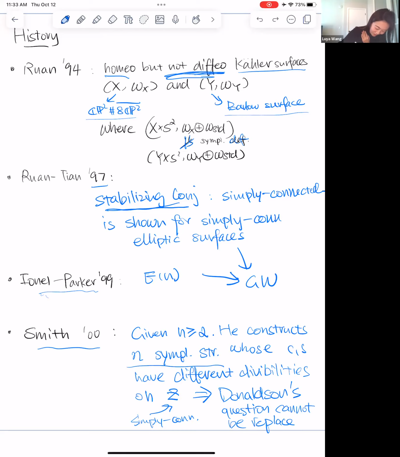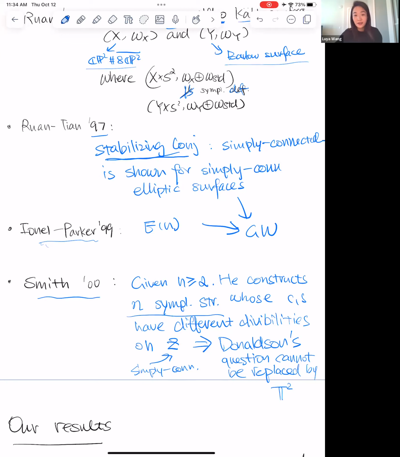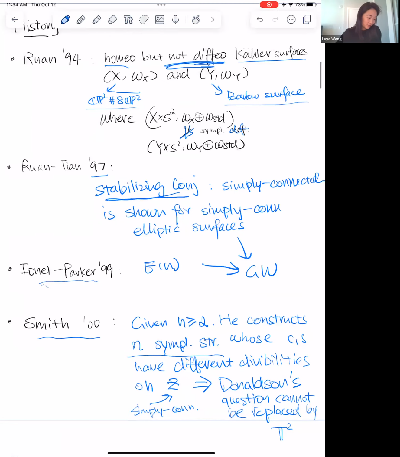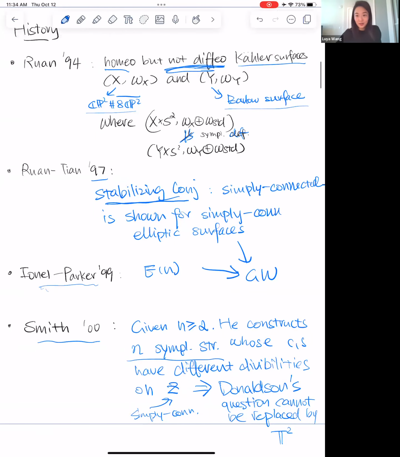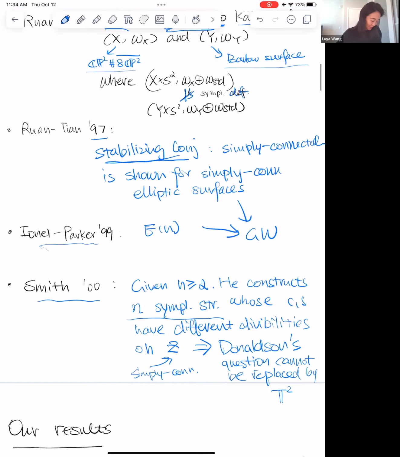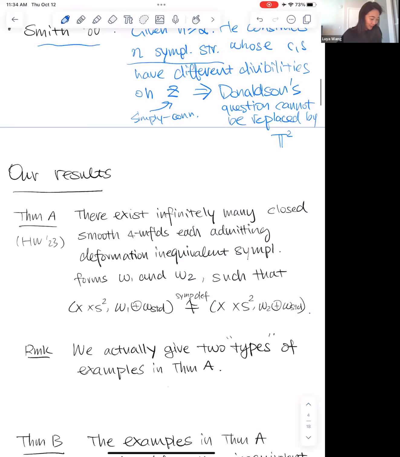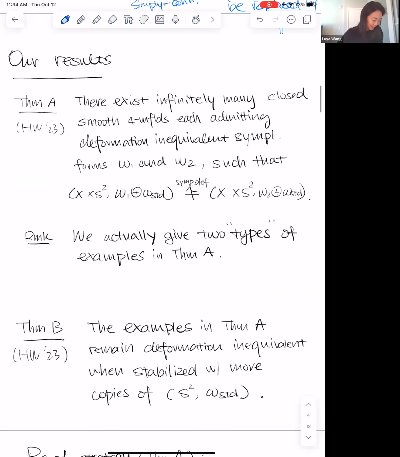Sorry, I don't know how to spell it, T2. This is because C1 of T2 will be 0, and if their four manifolds have different divisibilities of C1, then that will imply the six manifolds will also have different divisibilities of C1. The S2 case is slightly more complicated, but that's the point of our paper. But it's not too much more complicated.